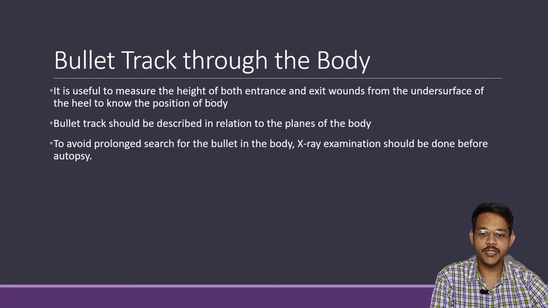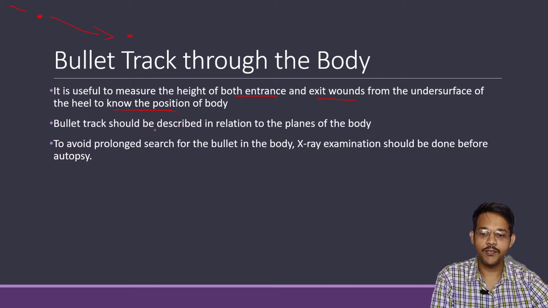It is useful to measure the height of both the entrance and exit wounds from the undersurface of the heel to know the position of the body. So it is always better to measure the height of the bullet wounds, both entrance and exit. If the entrance wound is present in the chest and the exit wound is present near the pelvic region, it tells that the person was sitting in a certain position, or the bullet was fired from below, or the person was sitting in such a way that the bullet entered from above downwards.